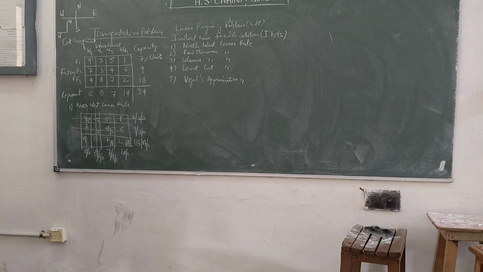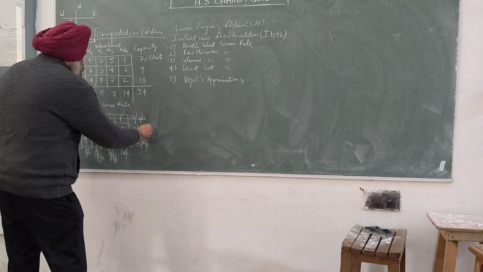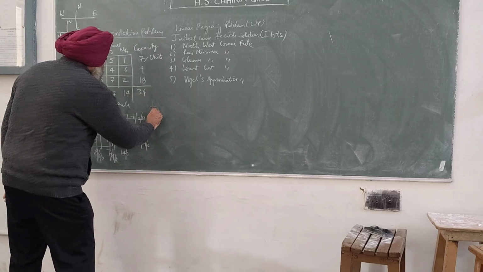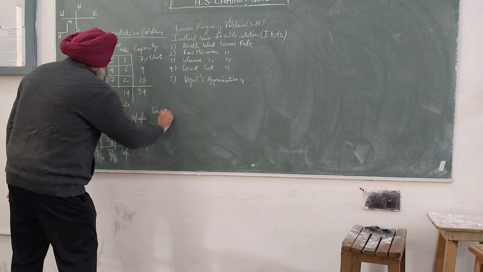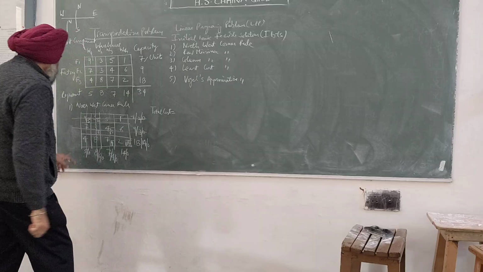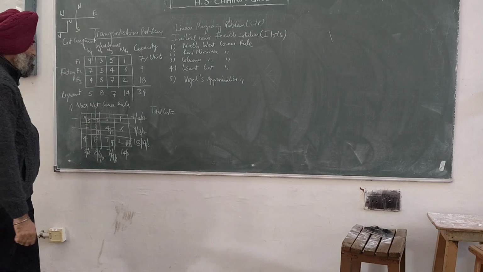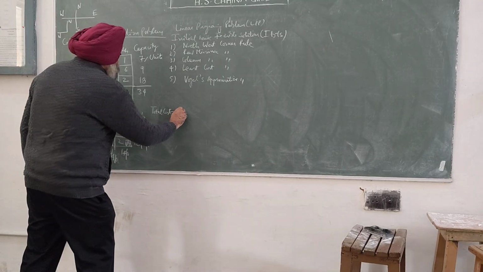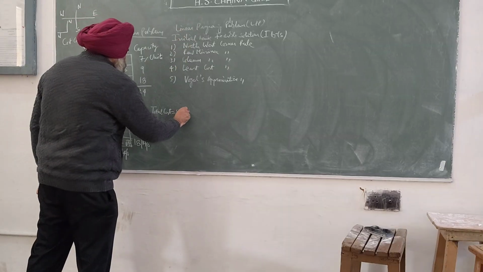Now after that, what you are going to do? You are going to calculate the TC. What is this TC? This is called total cost. Whether this is optimal or not, this is the second issue. We will discuss that in a separate class. Today we are going to discuss only the initial basic feasible solution.